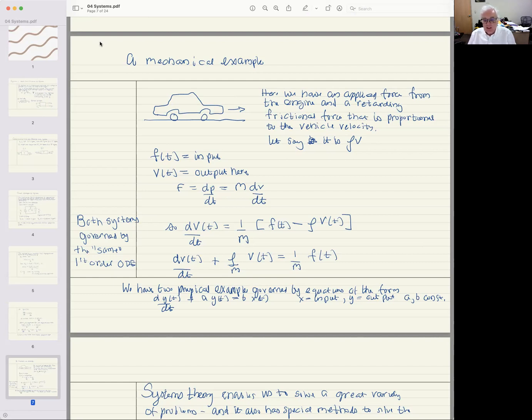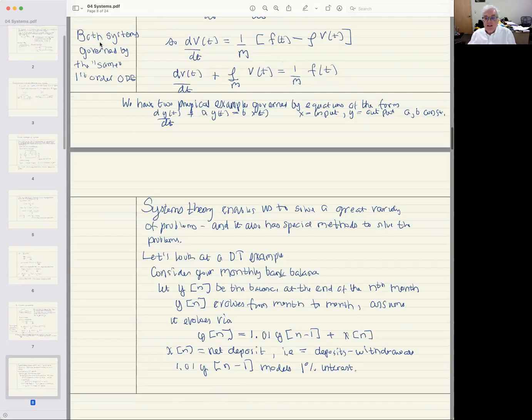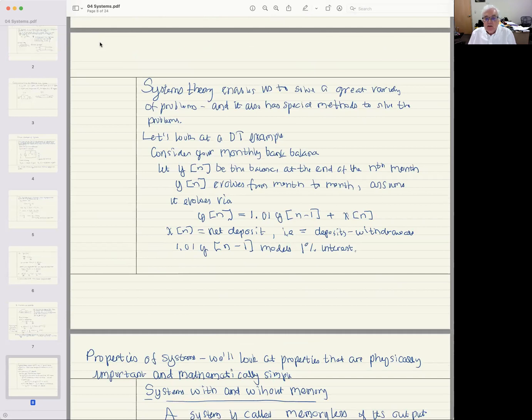The point is, when you work the details through, it comes out to an ordinary differential equation, which is again first order, and which fits into the same form: the time derivative of the output plus some constant multiplied by the output is equal to some constant times the input. So systems enable us to solve a variety of examples. And again, I've included the bank balance problem, which we also talked about in class.